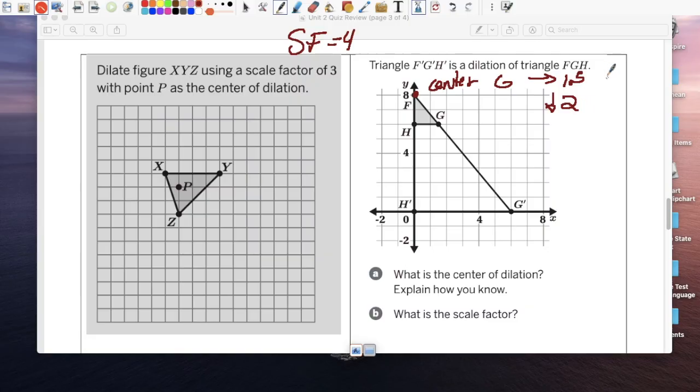So if you multiply that by 4, we're going to go 1.5 times 4 is going to be 6 to the right. 1, 2, 3, 4, 5, 6. And then how many units now? 8 down. So that probably brings us to here. So this seems like the right thing. So that's your center of dilation, and the scale factor was times 4.